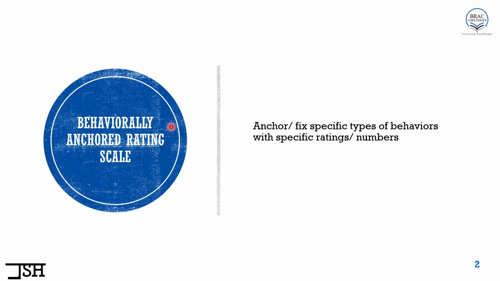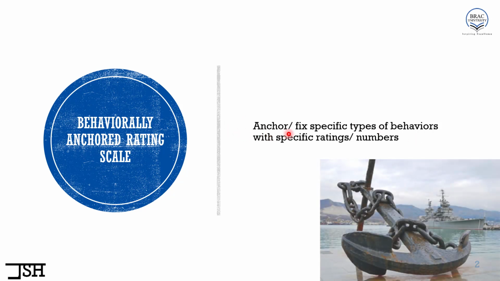In this method, basically, we anchor or fix specific types of behaviors with specific ratings or numbers. In general, all of us know that an anchor is used by a ship to fix its place, to stop its movement. So in the same manner, in the behaviorally anchored rating scale, we anchor specific types of behavior with specific numbers. Simply speaking, if an employee behaves in a specific manner, we give that employee a specific number.